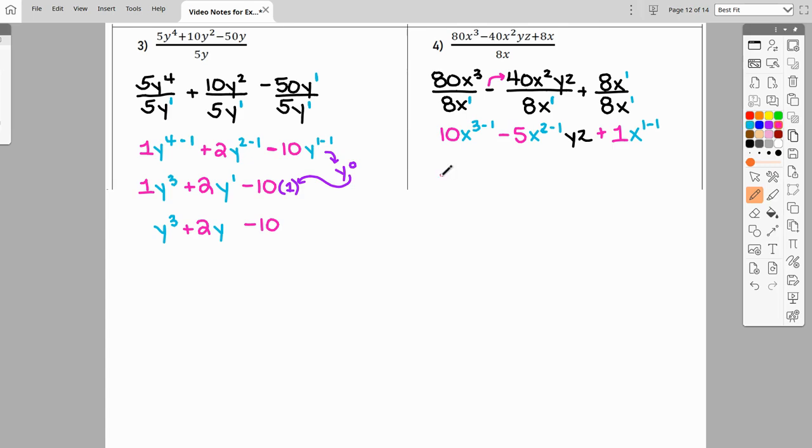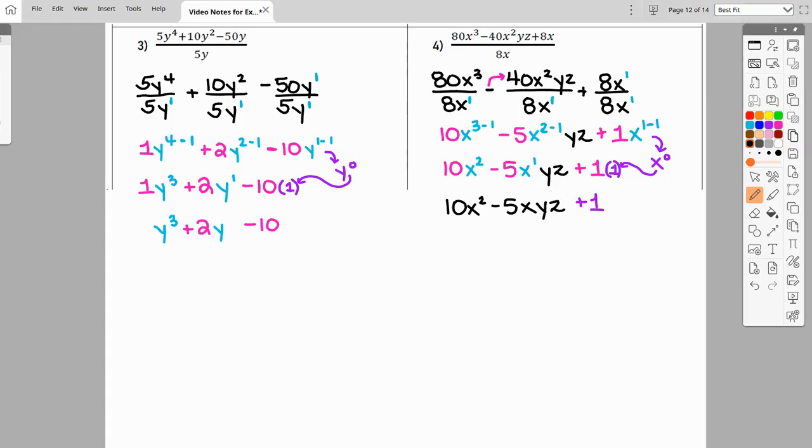We go ahead and actually subtract those exponents to simplify this down to 10x squared as our first term. Second term is a negative 5x to the first power, because that's what we get when we do 2 minus 1. Y and z is just written next to it. And for the last term, as a reminder, when we have 1 minus 1, that's 0. X to the 0 power will just come out to be 1 here. When you multiply 1 times 1, you just get the 1 as your last term. Cleaning this up, it's 10x squared minus 5xyz.